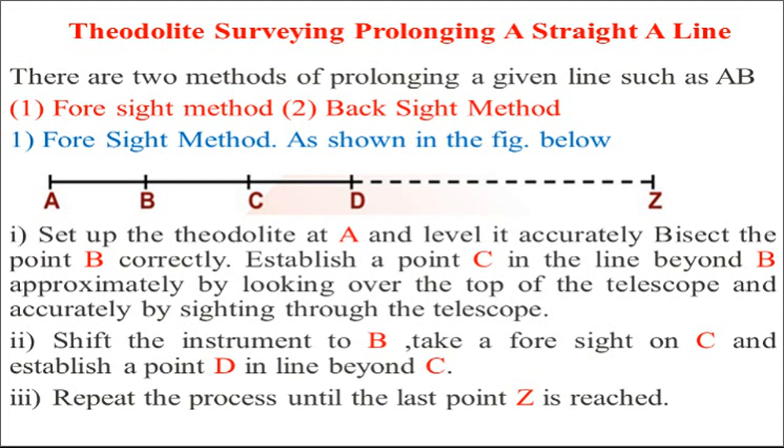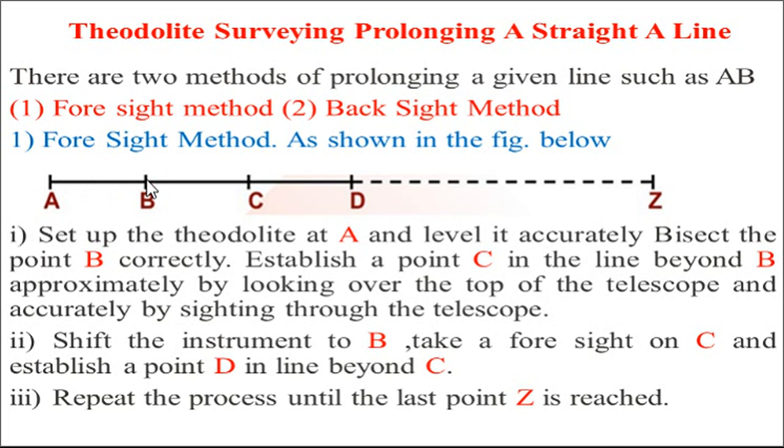Suppose line AB is there and this line AB we want to prolong up to point Z. For this, the procedure is like this. Step 1, set up the theodolite at point A. We have to set the theodolite at point A and level it accurately, center it accurately. Then bisect the point B.